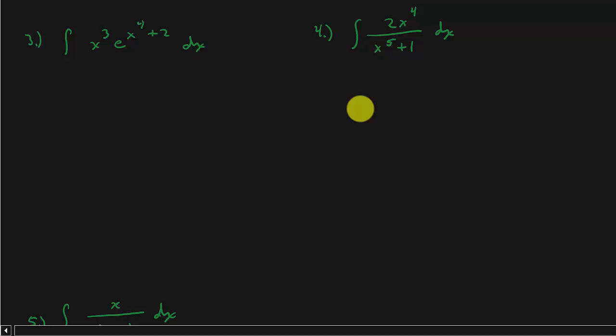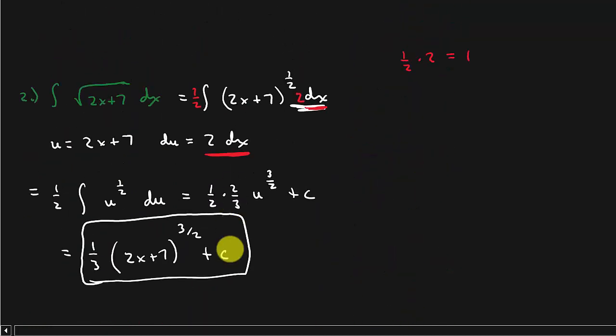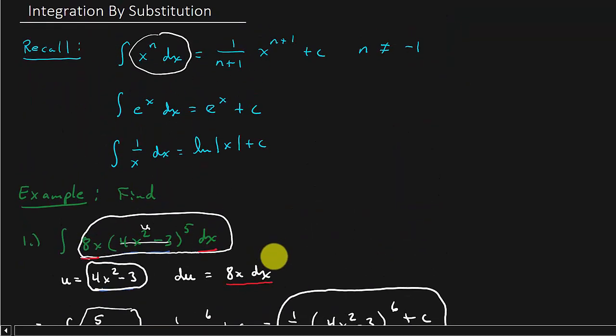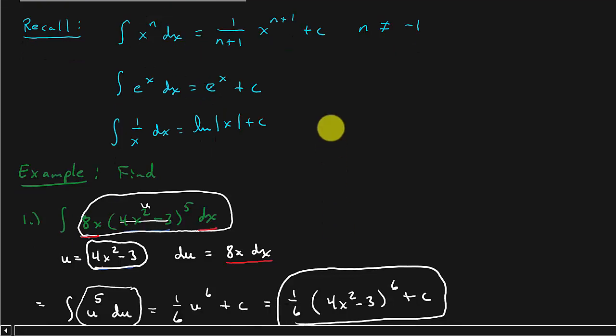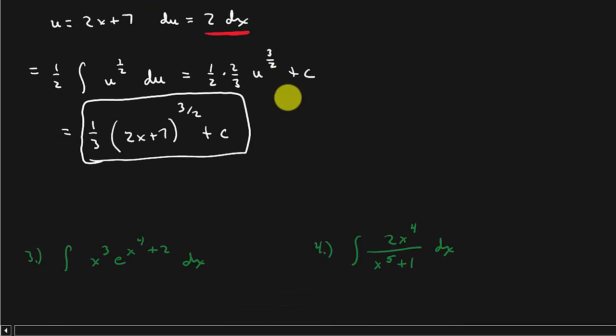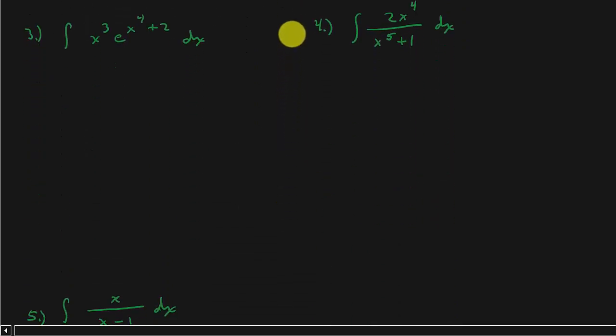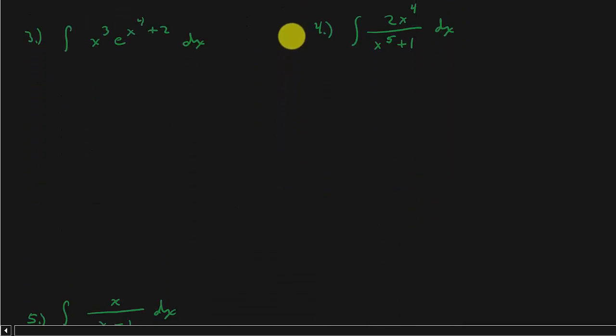Now this one's strange. This has x to a power and e raised to a power. I've got an x to a power and an e to a power. Well, that's kind of crazy. If you have e raised to a power, one thing that we like to try is looking at the exponent. Okay, look at the exponent. What's the derivative of this exponent?